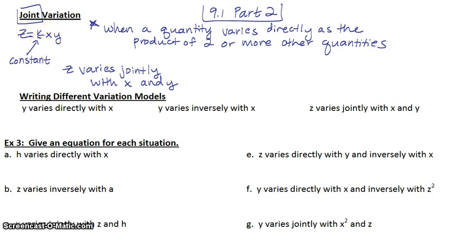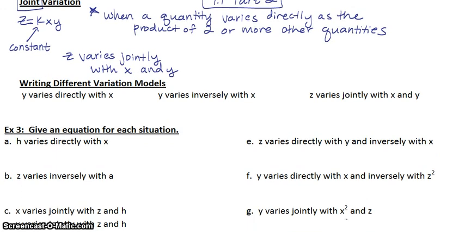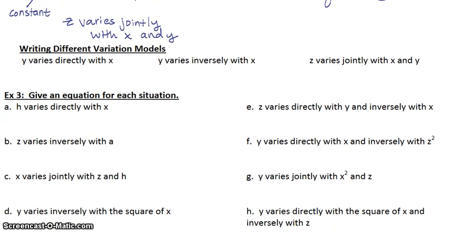Alright, so now let's talk about the difference when you're trying to make equations for these. So if it says y varies directly with x, that means the x is going to go with the k. I'm going to say, quote, on top. Sometimes there's nothing on the bottom, but it's going right with the k.